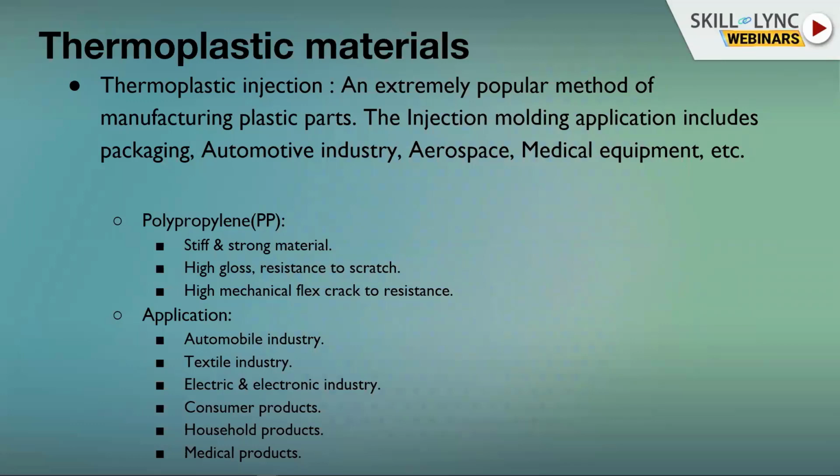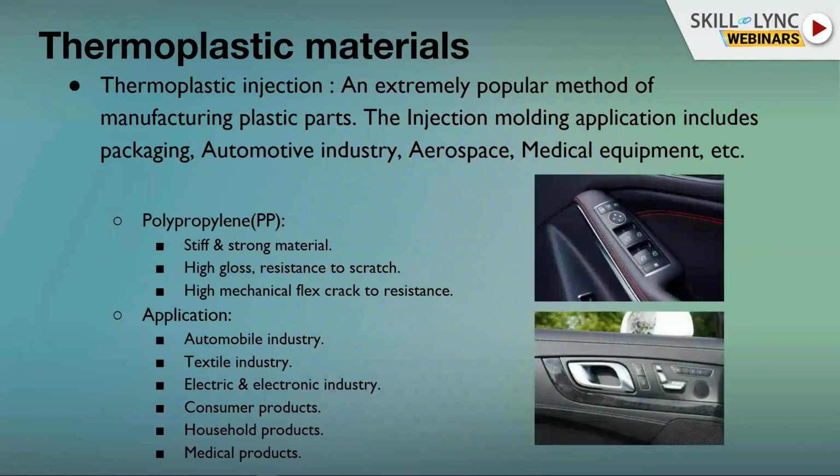To give you a specific example, in the automotive industry, it is used to design radiator cooling fans and a tail light housing. And if I consider consumer products, it is used in development of camera parts, washing machine parts, etc. And here you see some of the pictures which are made up of polypropylene. So these are parts from the door trim.